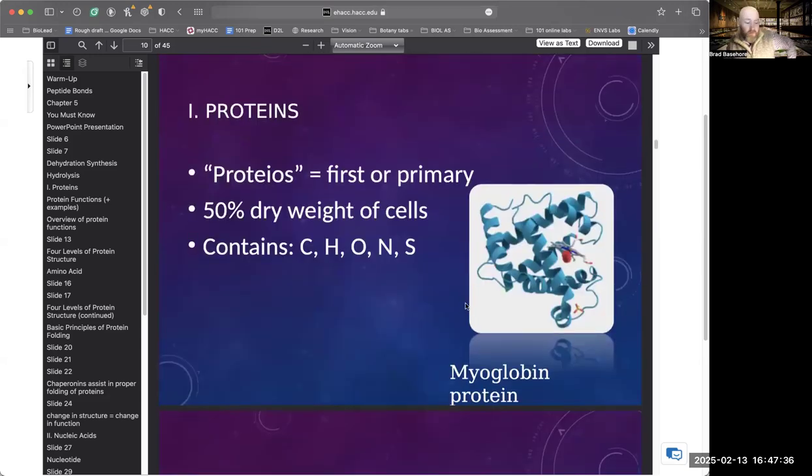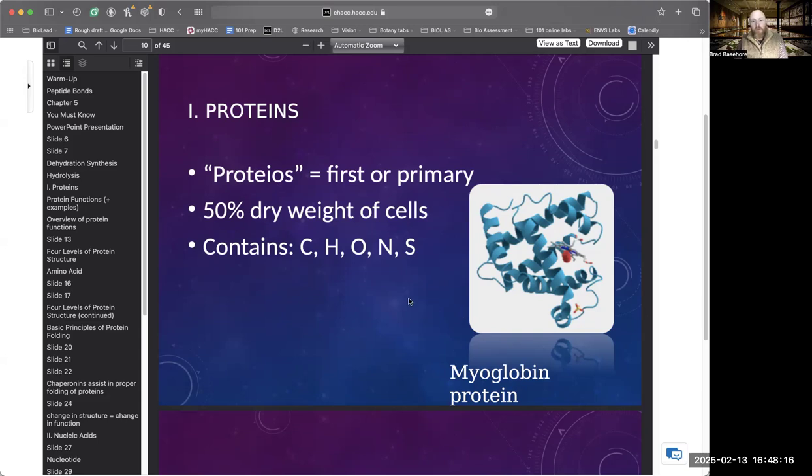So the first biological molecule that we're going to talk about is proteins. Proteins are arguably the most important biological molecule because they really do the work of the cell. Basically, since we started to understand the chemistry of life, we realized that a huge portion of your cells is made of proteins once you take the water out. So half of your cell's weight minus the water is made of protein. So we've always known that proteins are really important.